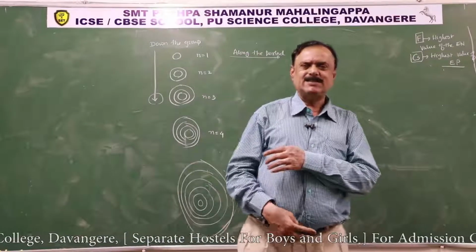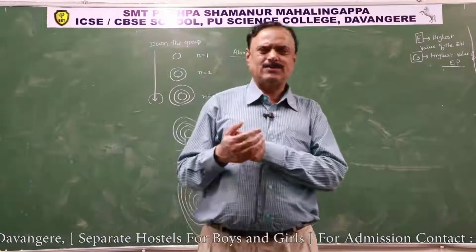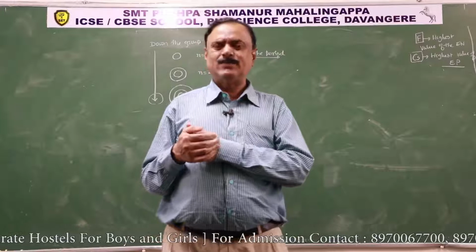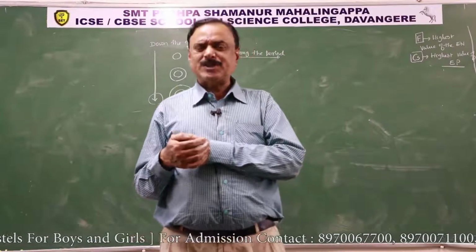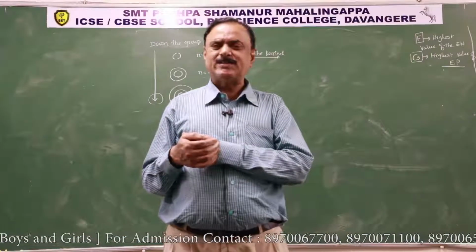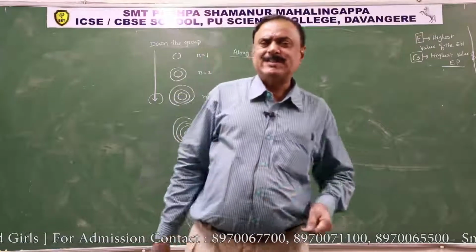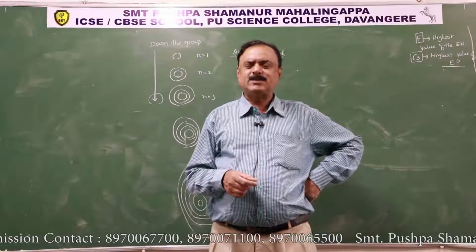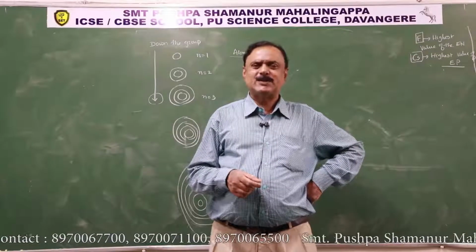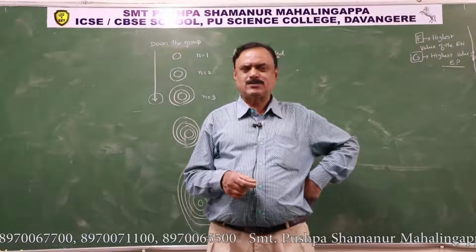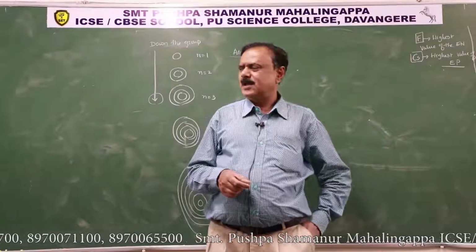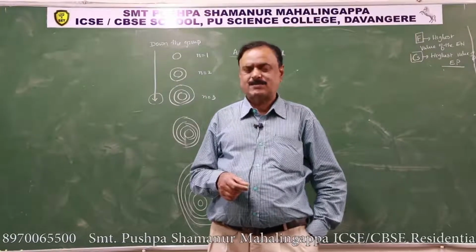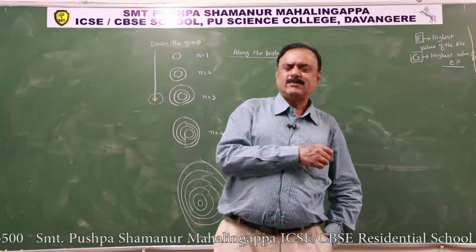Therefore, the atomic size of lithium is greater than hydrogen. The atomic size of sodium is greater than lithium and hydrogen. The atomic size of potassium is greater than sodium, lithium and hydrogen. Similarly, the atomic size of cesium is greater than rubidium, potassium, sodium, lithium and hydrogen. Therefore, as we move down the group, atomic size gradually increases.